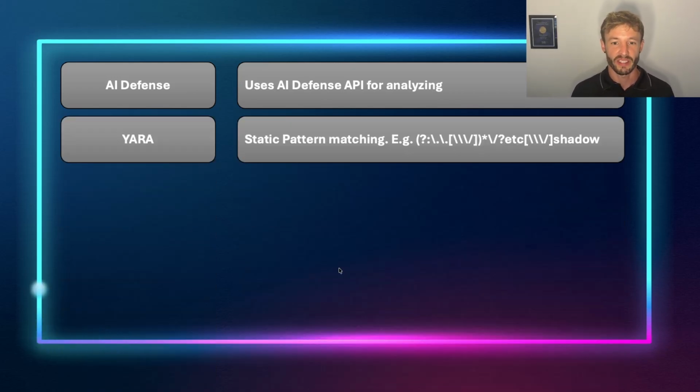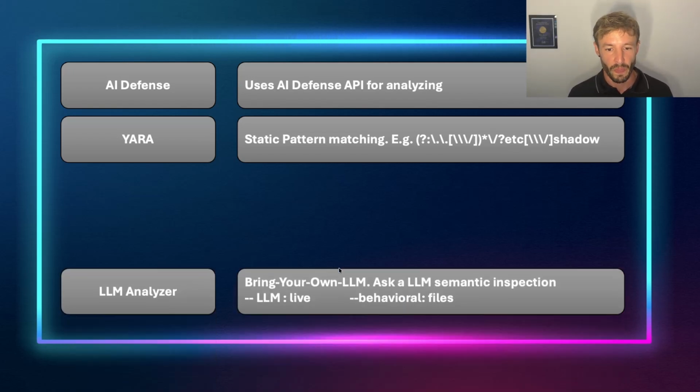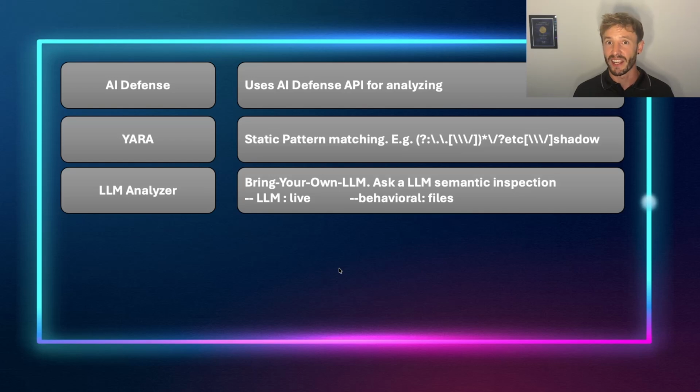Next, we have static YARA pattern file matching. In this example, we check if somebody is accessing the shadow file. It's only static pattern matching, but you can add your own. The Cisco MCP scanner comes with a ton of rules, but you can add your own scenarios, or if you have specific crown jewels you want to protect, you can ask, for example, ChatGPT to build YARA files for your scenario.